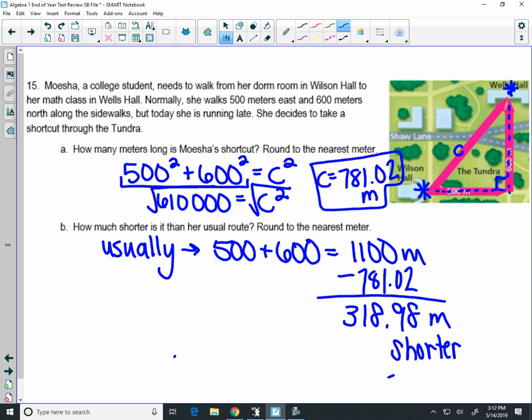So we tried to break these problems down for you so that you have the steps and it's kind of obvious to you that you need to do that extra step to find how much shorter it is. But anytime you're doing a geometry problem, go back and reread really quickly and make sure that you answer the problem fully. All right, that's Pythagorean theorem.